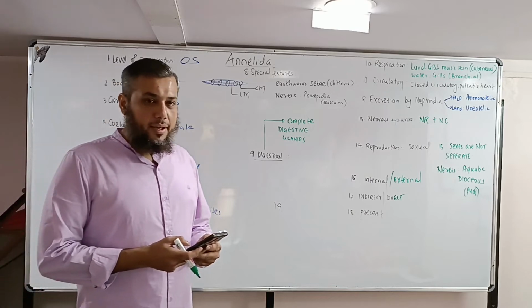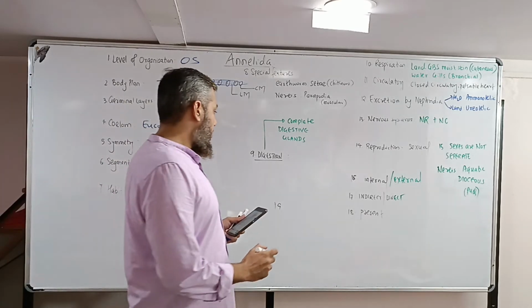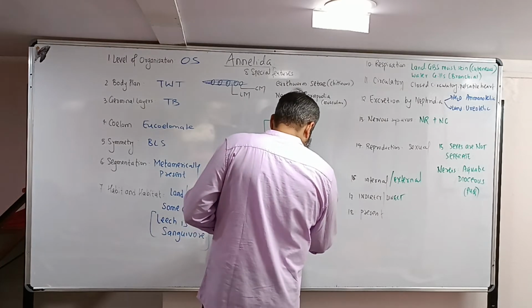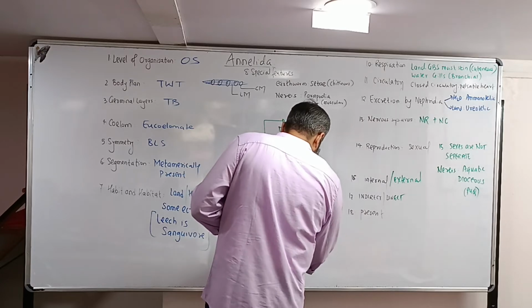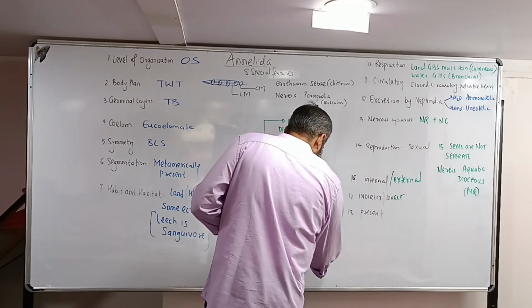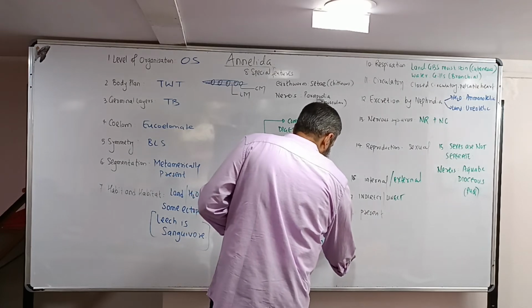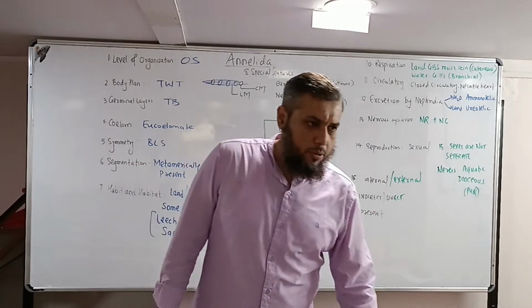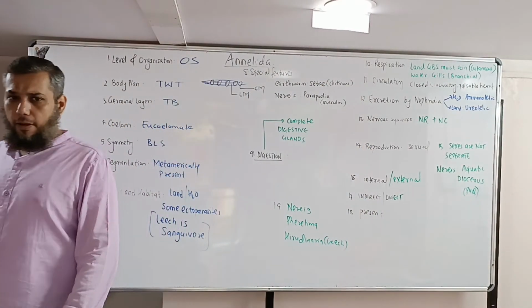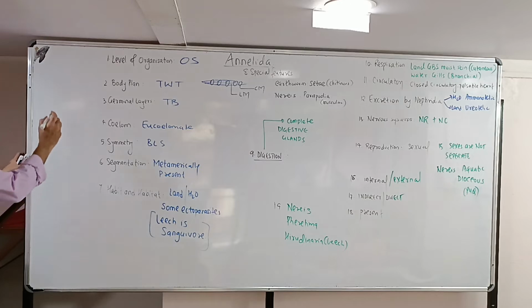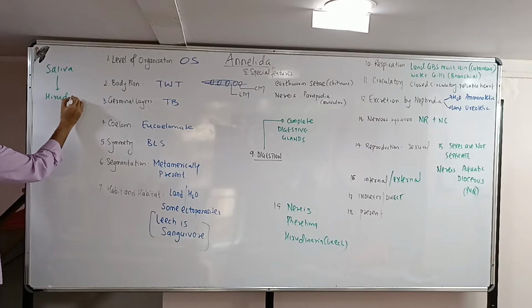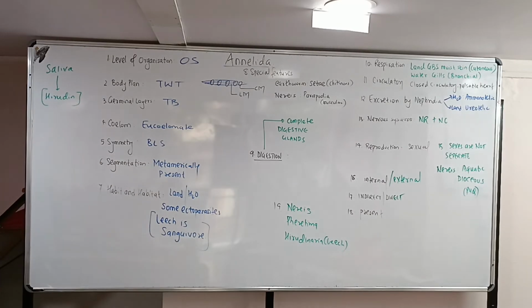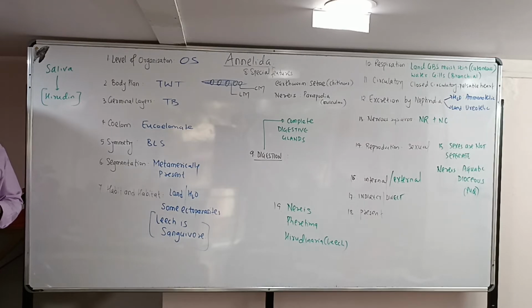The examples are three: Nereis, then Pheretima, and we have Hirudinaria, which is called leech. Why is it called Hirudinaria, children? Because its saliva has a powerful anticoagulant which is called hirudin. You know what is an anticoagulant?